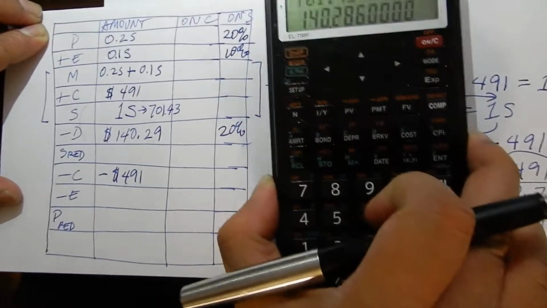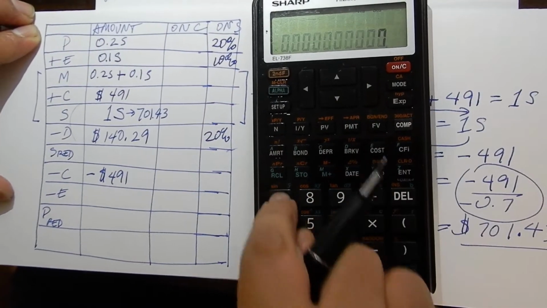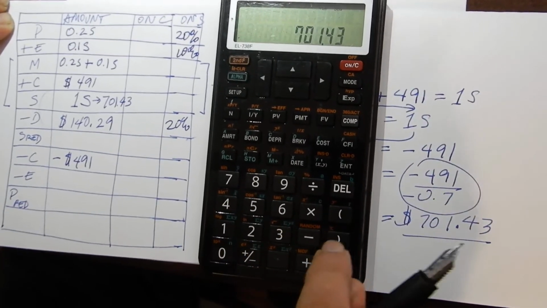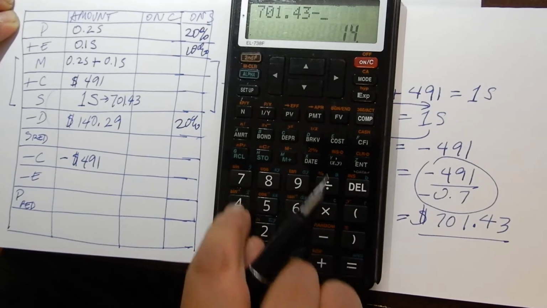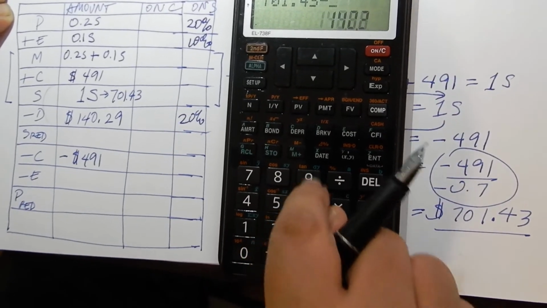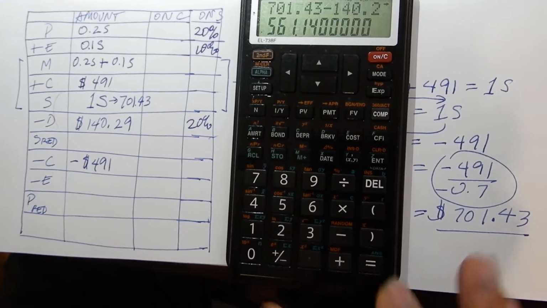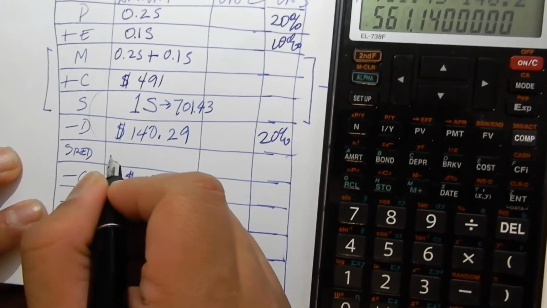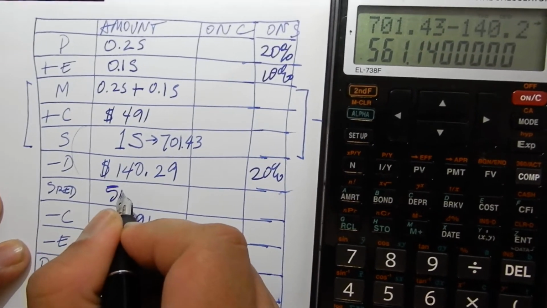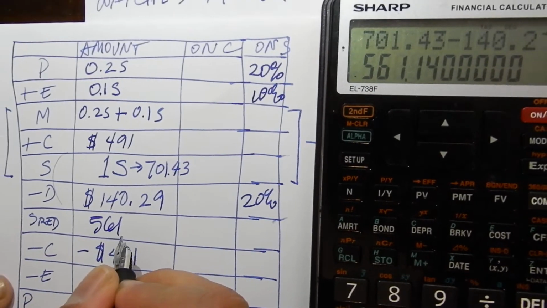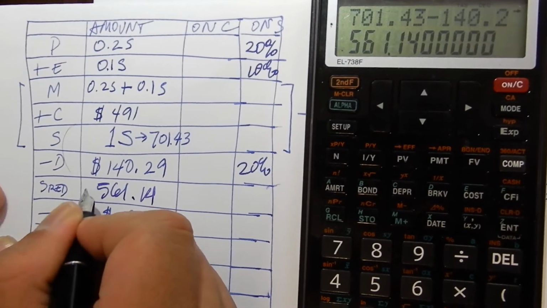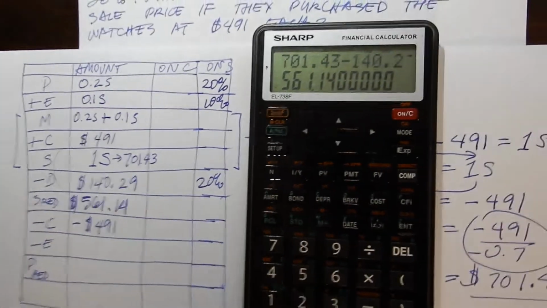The reduced selling price will be the selling price minus the dollar value of the discount. Get the calculator up. So I get 701.43 minus 140.29. Then I get the reduced selling price, rather, not the profit, reduced selling price will be 561.14. Okay, so I'm moving along.